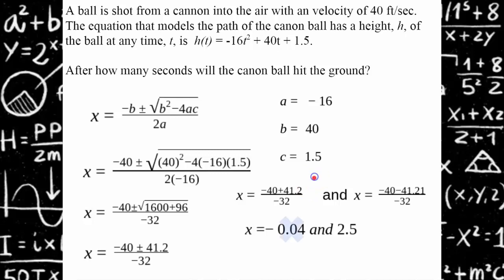Because this is a real-world problem, we're going to discard this. This is an extraneous root. It has no pertinence. There's no value to this root for this problem, though it is a solution to the equation. Okay, so time cannot be negative. So our solution is 2.5 seconds. So after the cannon is shot, it will land back on the ground in 2.5 seconds.